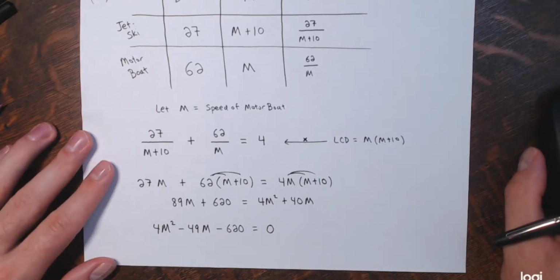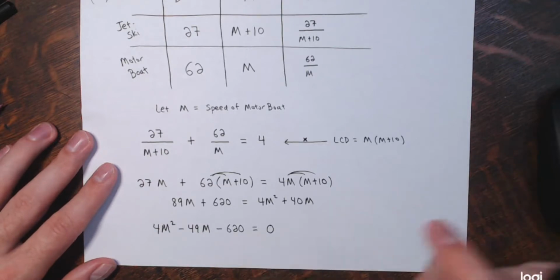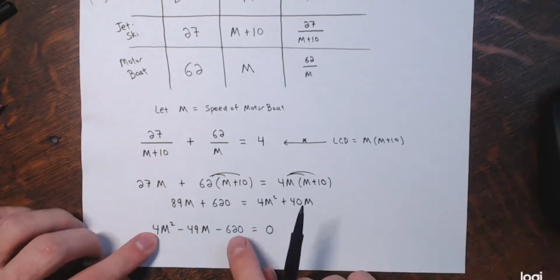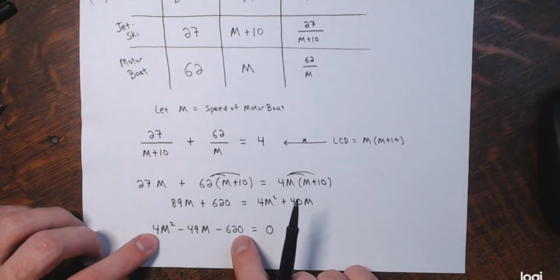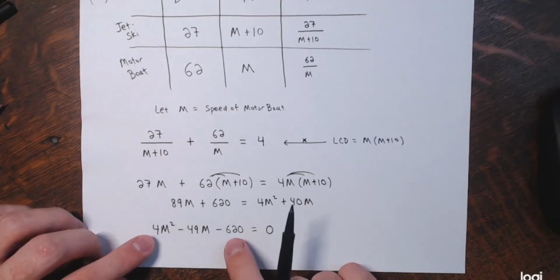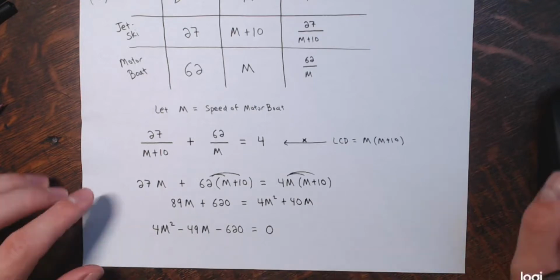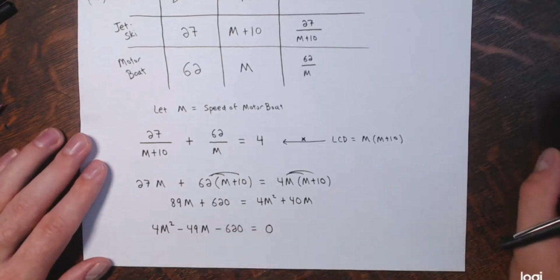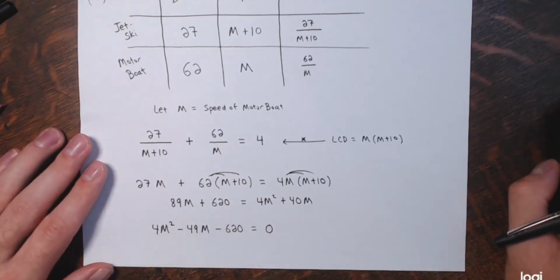All right. So I'm going to come back when I figure that out. I'm going to do the AC method, right? 4 times negative 620, and then try to think of factors of that add up to negative 49, and factor it by grouping and whatnot. I'll come back when I have it finished. It'll pop up on the screen.